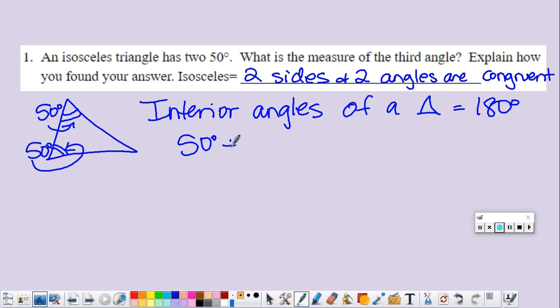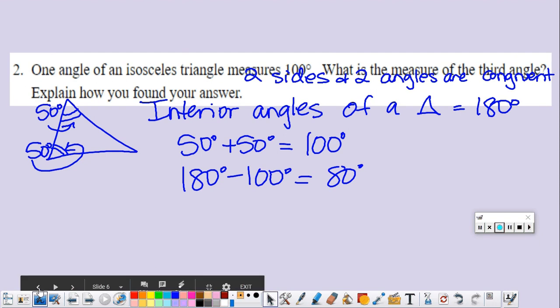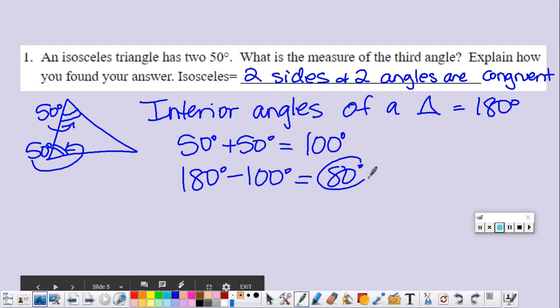So 50 degrees plus 50 degrees equals how much? 100 degrees. Make sure you put that degree sign in. And then Eva said, okay, well, let's take 180 degrees, subtract the total, which is 100, and how much does that give us? 80 degrees. Now, if I go back to check it, 50 plus 50 plus 80 equals how much? 180 degrees, so that works. There you go.